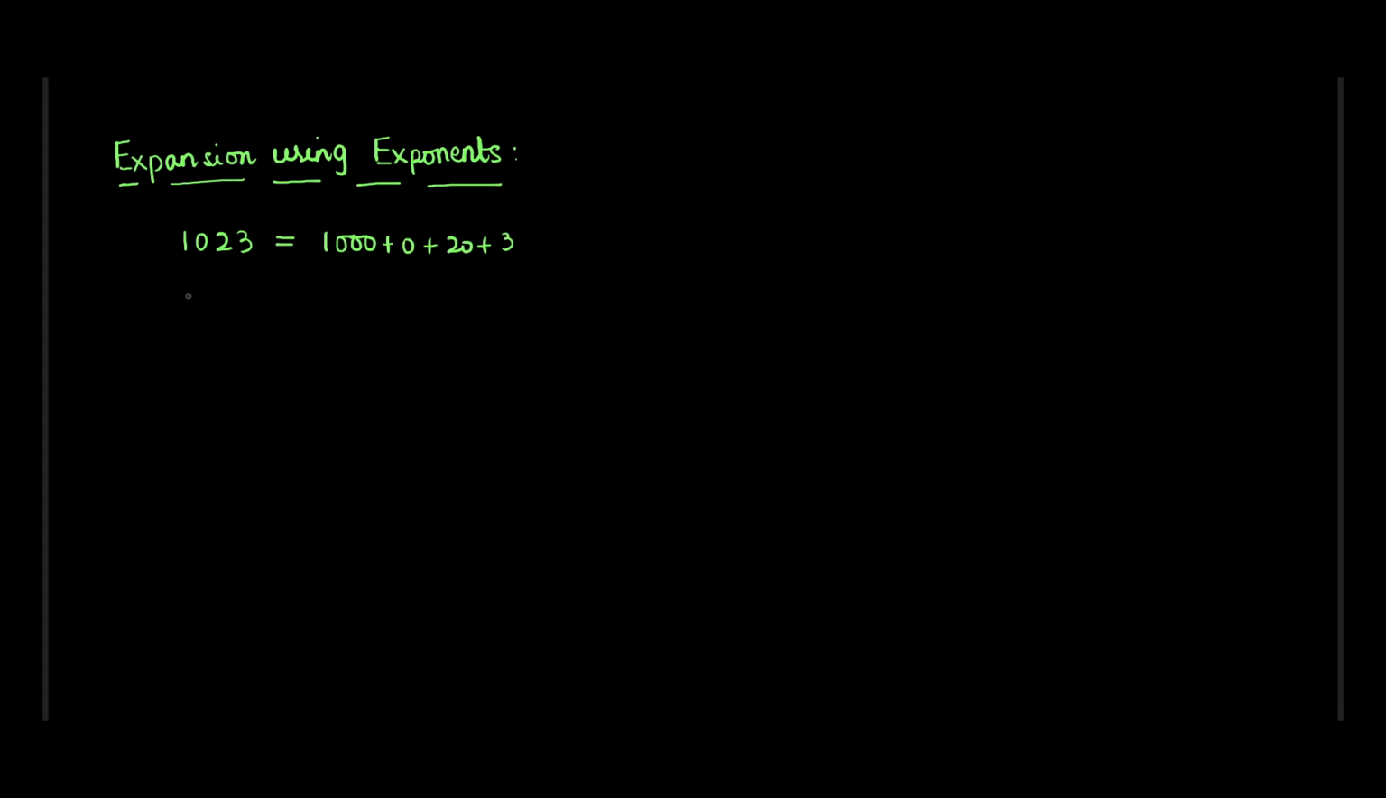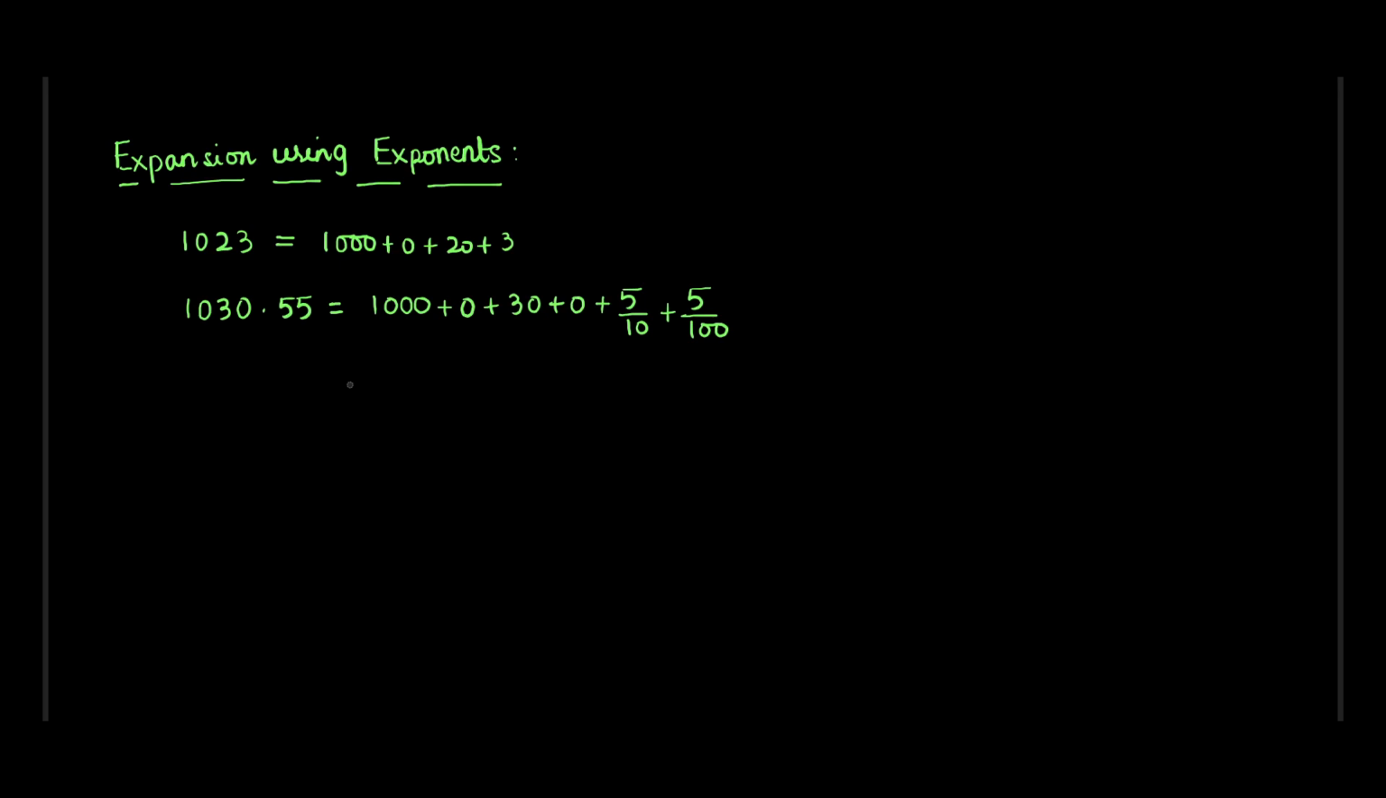Now, what in the case of decimals, suppose you have a number 1030.55. Now when you expand this number, you'll write it as 1000 plus 0 plus 30 plus 0 plus 5 upon 10 plus 5 upon 100. So this is the basic thing that you have done in your junior classes.